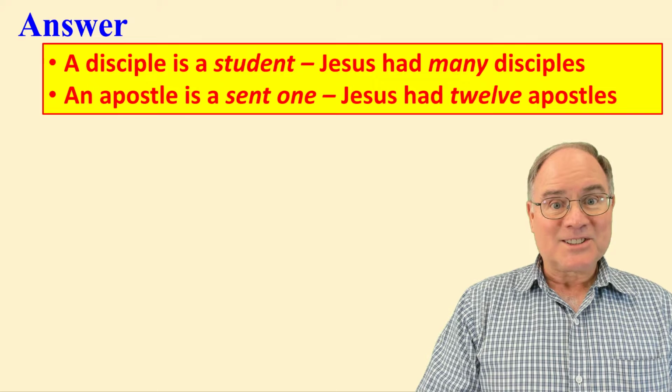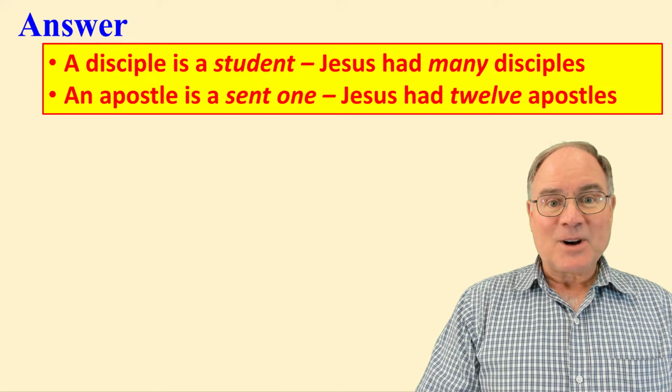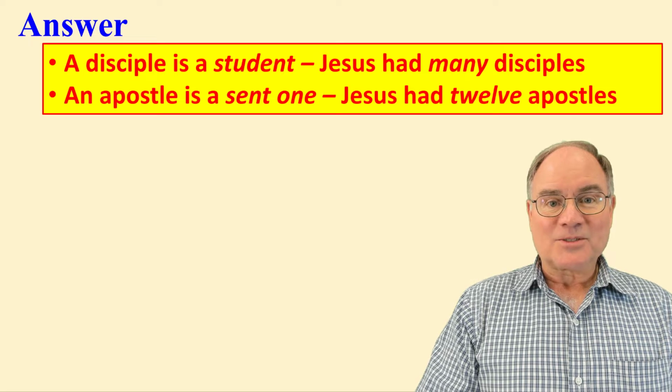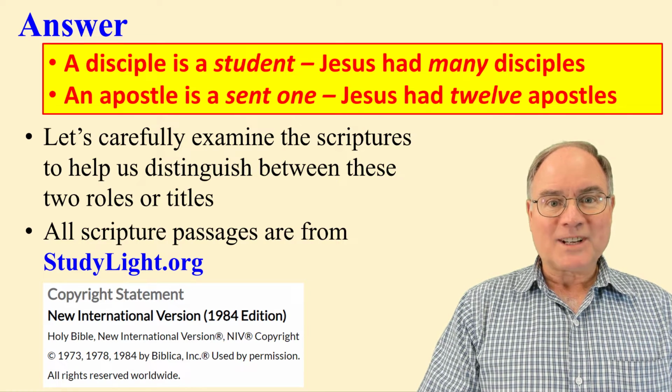A disciple is a student. Jesus had many disciples. An apostle is a sent one. Jesus had 12 apostles. Let's examine the scriptures to find more about these two roles or titles.